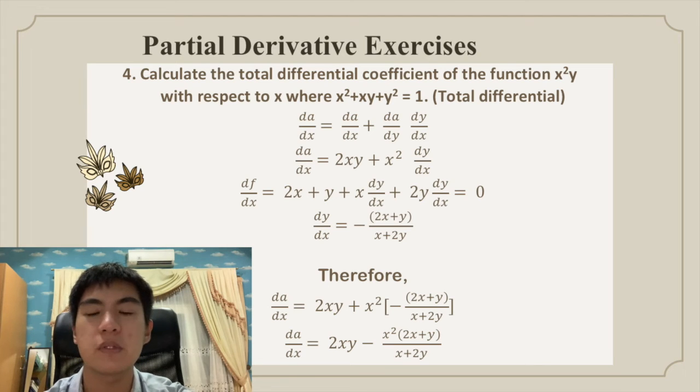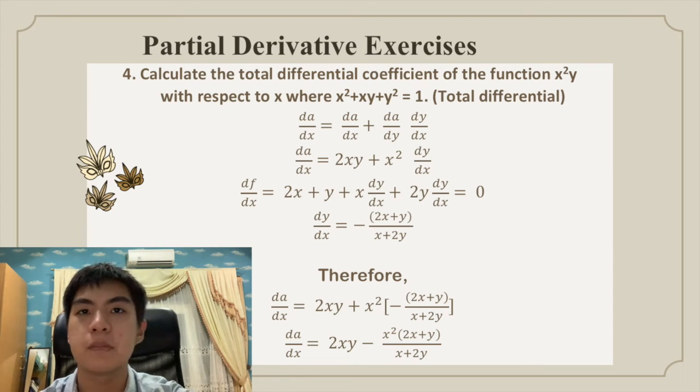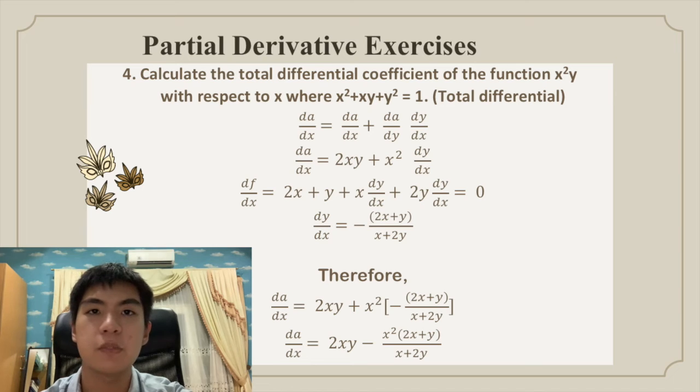Then we have the total derivative of a, which is dA/dx equals ∂A/∂x plus ∂A/∂y times dy/dx. ∂A/∂x equals 2x times y, and ∂A/∂y equals x to the power of 2. Then we calculate the value of dy/dx by letting f equal x to the power of 2 plus x times y plus y to the power of 2 equals 1.